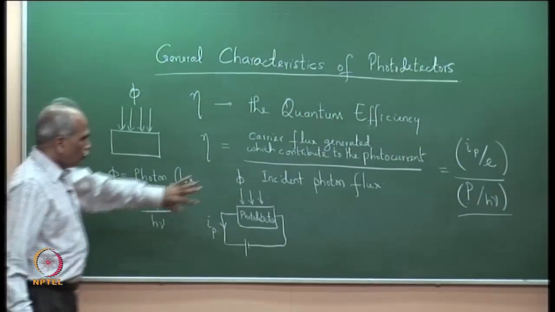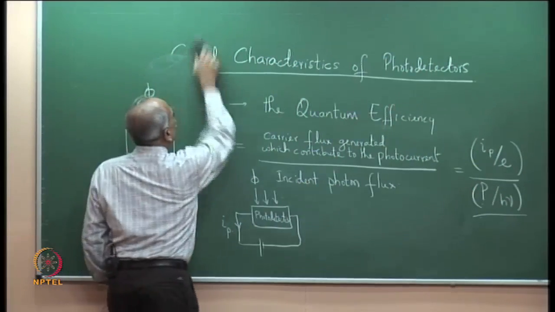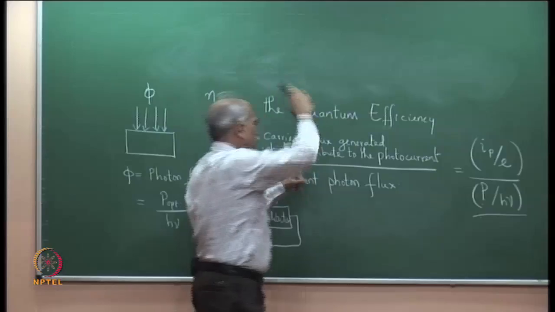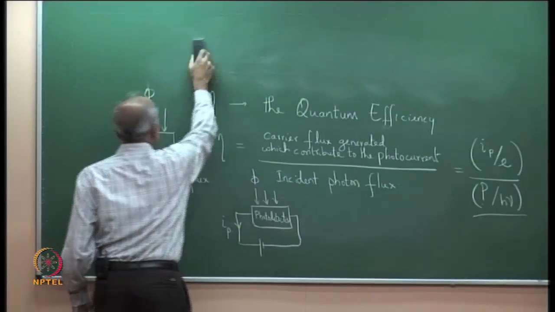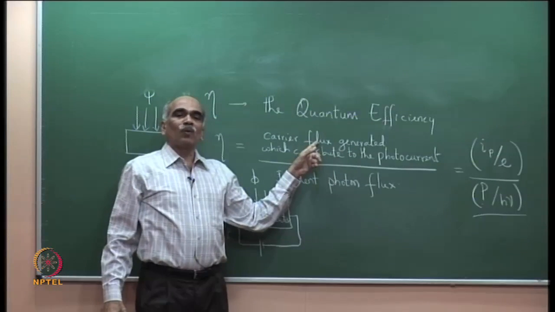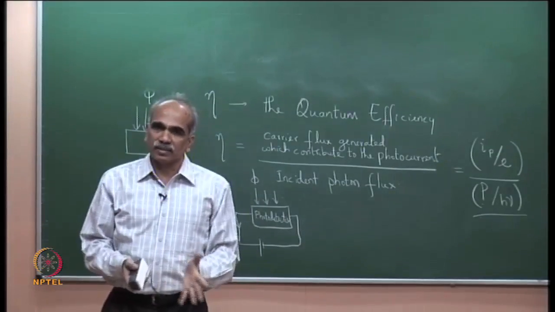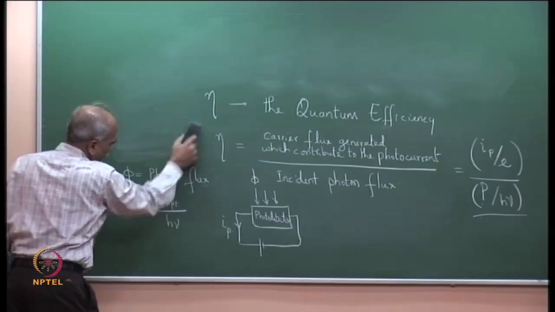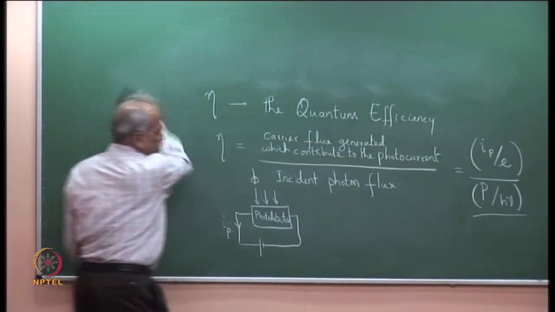Now, let us see what this eta depends on. I will explain what this second part means, which contribute to the photocurrent, because obviously all the electron hole pairs generated need not contribute to the current in the external circuit. So, we will come to that in a minute. So, this is the definition of eta, quantum efficiency.